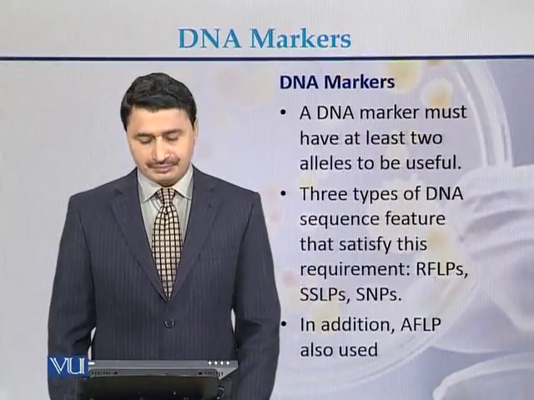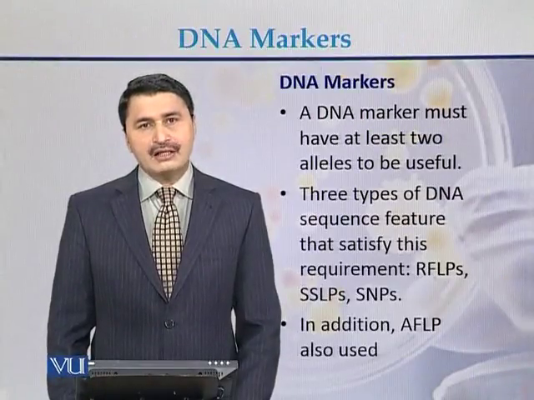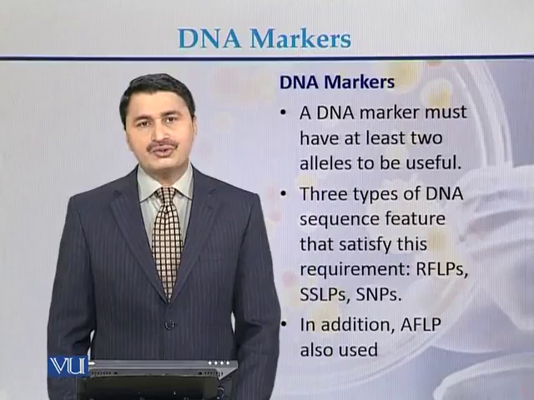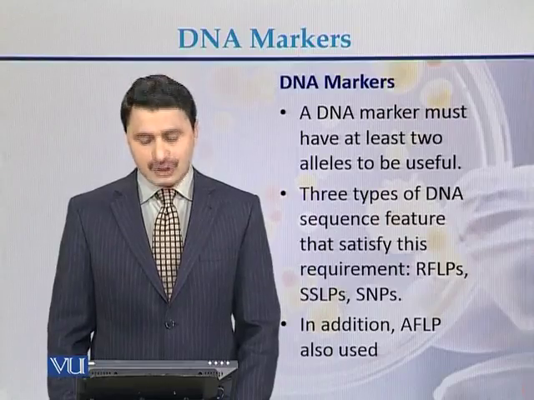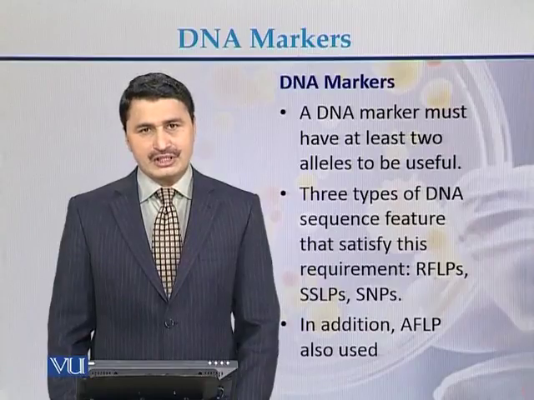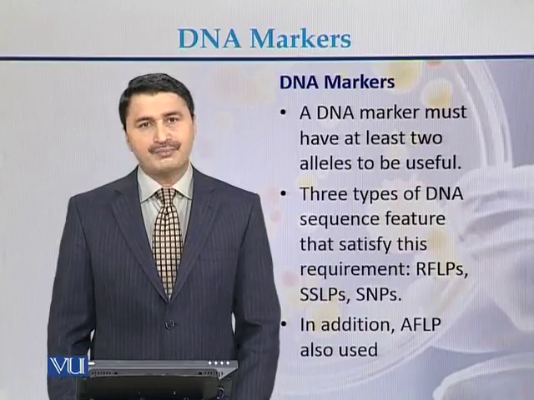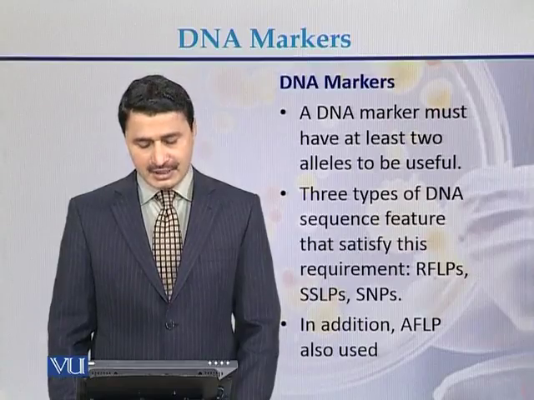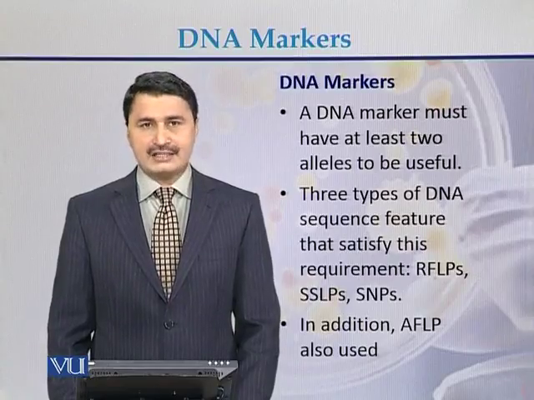DNA markers. A DNA marker must have at least two alleles to be an informative genetic marker and can be used for genetic mapping of the genomes. There are three types of DNA sequences that are usually used for the genetic mapping of the genomes. They are RFLP, SSLP, and SNP.